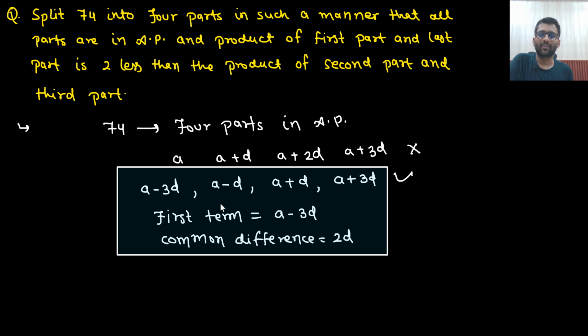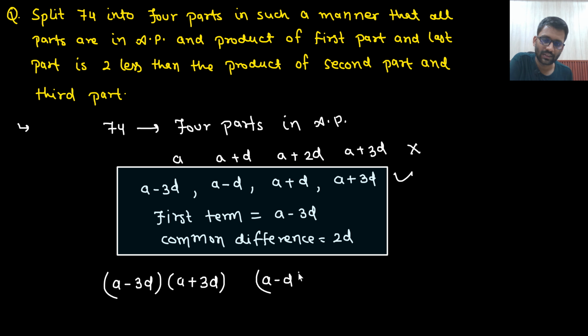Now what they are saying, the product of first and last term. Now see how easy the calculation will be. Product of first and last term, a minus 3d into a plus 3d, is 2 less than the product of second and third part. This is the second part and this is the third part. So this part is 2 more than this, right? Basically if this part is 15, so this part is 13. So you have to add 2 here so that the equation becomes equal.